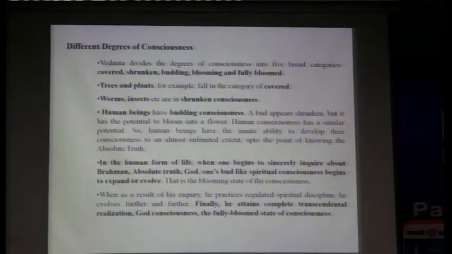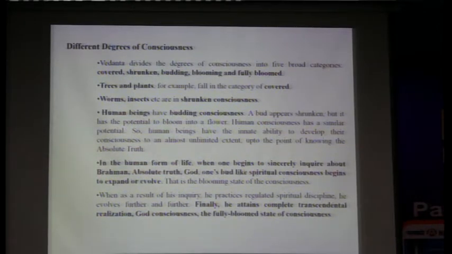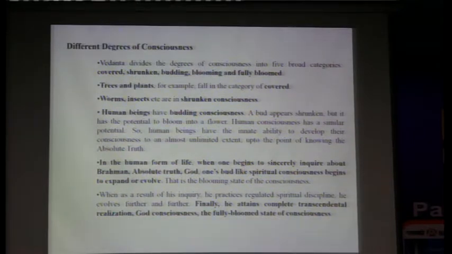These trees and plants, for example, fall in the category of covered consciousness. Worms, insects, etc. are in shrunken consciousness. Human beings are in the budding consciousness, but they have the potential to go to blooming and then fully bloomed consciousness as well. So in the human form of life, when one begins to sincerely inquire about the absolute truth, one's bird-like spiritual consciousness begins to expand or evolve, and this is the blooming state of consciousness.